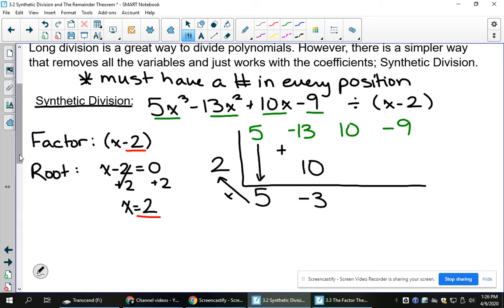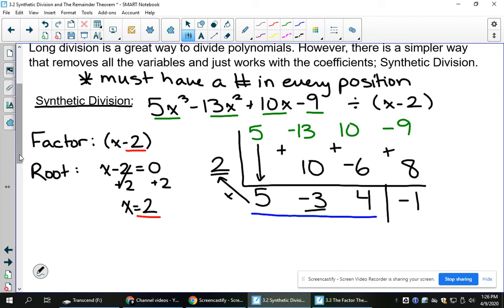Repeat the process. Negative 3 times 2 is negative 6. Add 10 plus negative 6 to get 4. Repeat the process. 4 times 2 is 8. Add it to negative 9, and you get negative 1. I draw a little line here because this is the exact same question, remember. The negative 1 is the remainder, and the numbers that you got when you were doing your synthetic division down here are exactly the same coefficients from the previous slide.